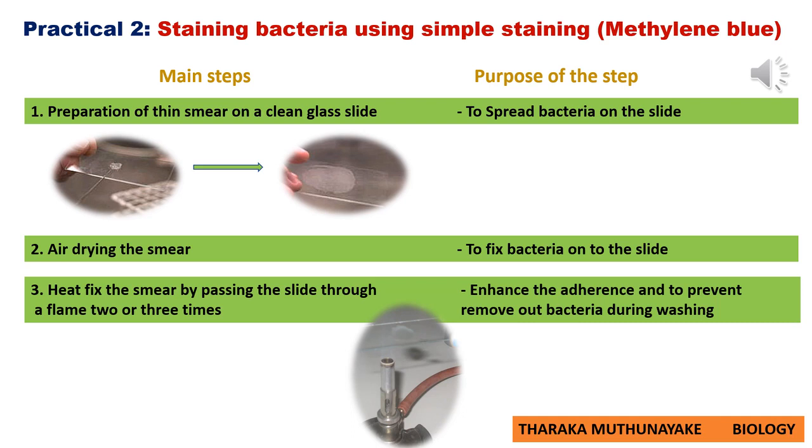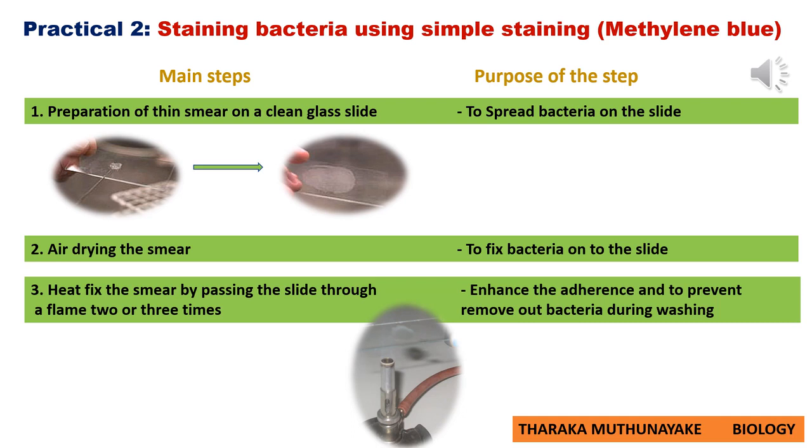So the purpose of preparing a thin smear is to spread bacteria on the slide. Remember that. Then the individual cells can be easily observed after staining. The next step is air drying the smear. After preparing the thin smear, we keep the smear aside until it is completely air dried. Also remember, do not use the Bunsen burner for air drying. Just keep it aside. What's the purpose of air drying? It is to fix bacteria onto the slide. During that, bacteria will be fixed onto the slide.